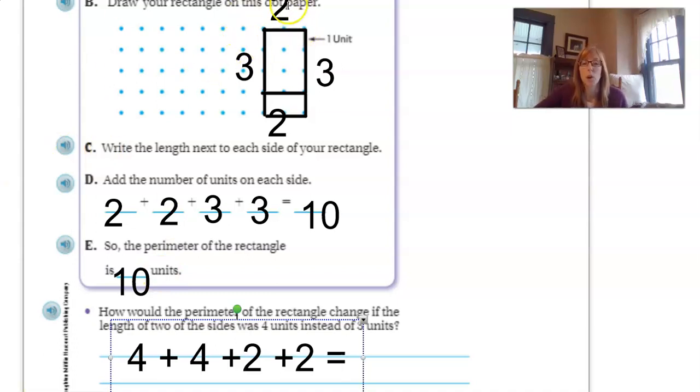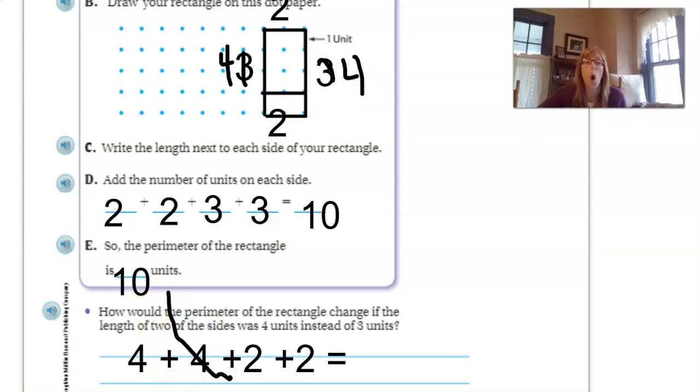So if you go back up here, instead of this being a 3, it would be 4. And instead of this being 3, it would be 4. And so we now have 4 plus 4, and hopefully you see that that is, whoa, look at that messy line. You would see that 4 plus 4 is 8, plus 2 is 10, plus another 2 is, hopefully you're seeing, 10 plus 2 is 12, and that would be units. Okay?